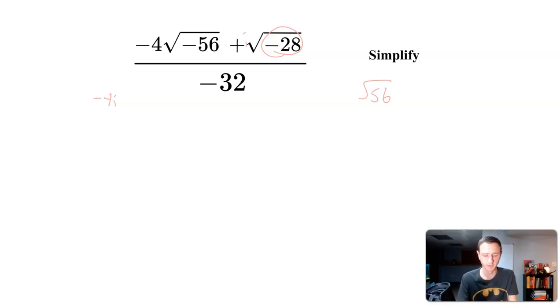So let's first deal with the square root of 56. You can think of 56 as 7 times 8, or if you want to find the largest perfect square, I think it would be 4. 4 times 14, since 56 divided by 4 is 14. So the largest perfect square is 4. The square root of 4 is 2, so we get 2 root 14, because 14 is 7 times 2. There's nothing else we can do with that.